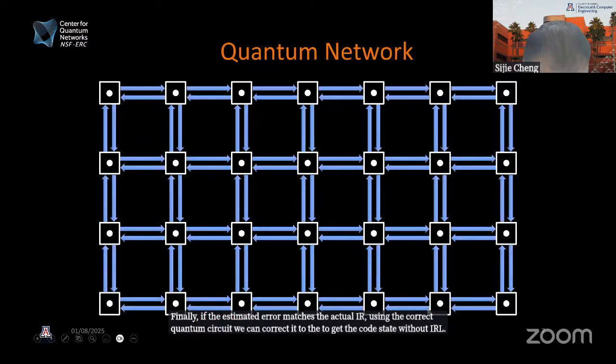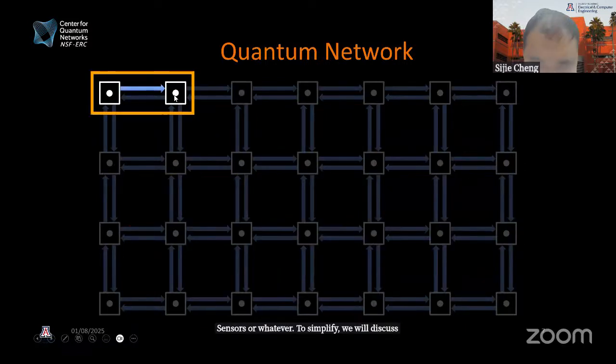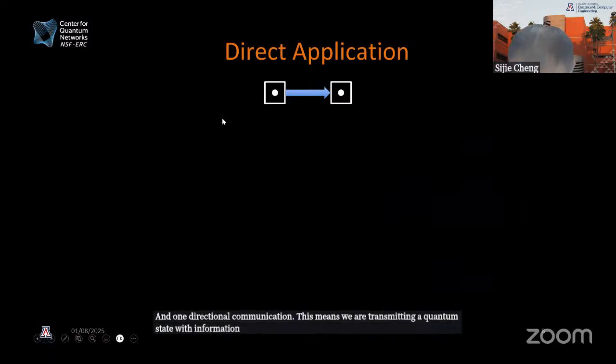Okay, let's start. At the beginning, let us imagine a quantum network. Here, we will have a bunch of quantum nodes, which could be computers, sensors, or whatever. To simplify, we will discuss a network with just two nodes and one directional communication. This means we are transmitting a quantum state with information from one node to another through a quantum channel.